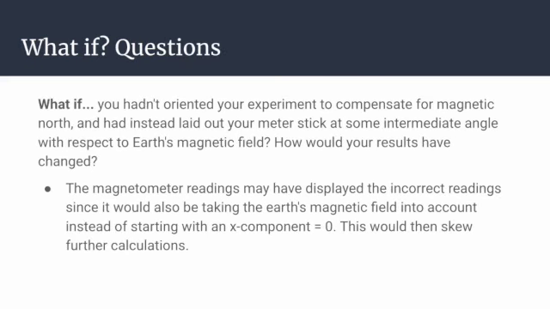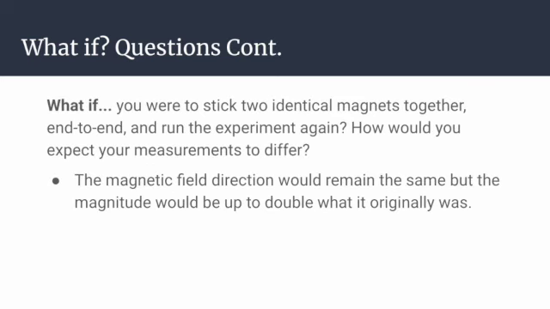Some of the what-if questions. If I hadn't oriented the experiment to compensate for the magnetic north, the readings may have displayed incorrect values since it would also be taking into account the Earth's magnetic field instead of starting with an x component at 0, which would then skew further calculations. And if I were to stick two identical magnets together end to end and run the experiment again, the magnetic field direction would remain the same, but the magnitude could be up to double what it originally was.